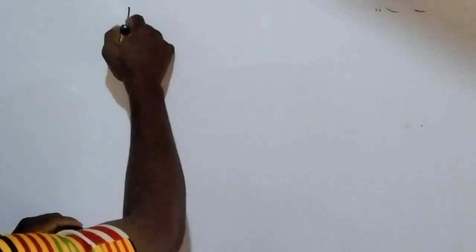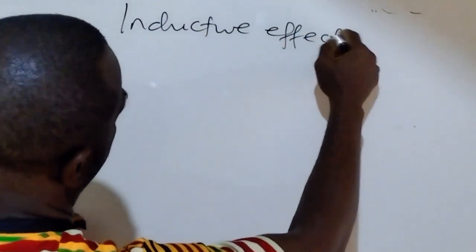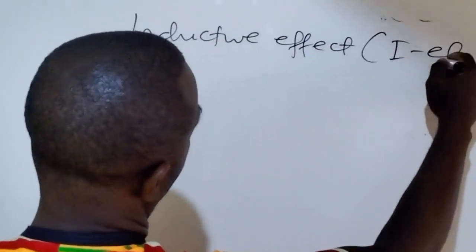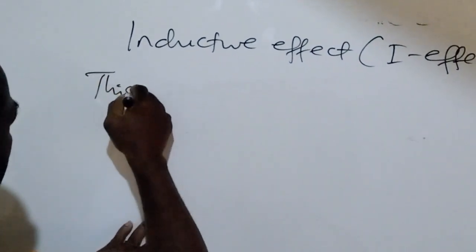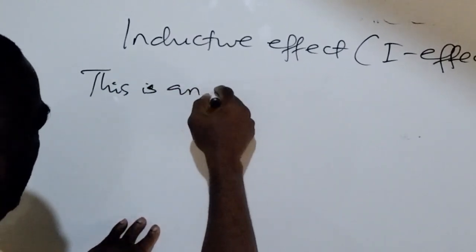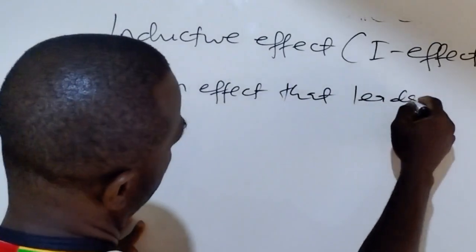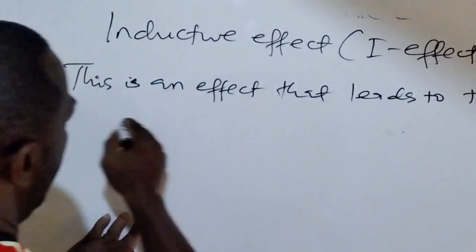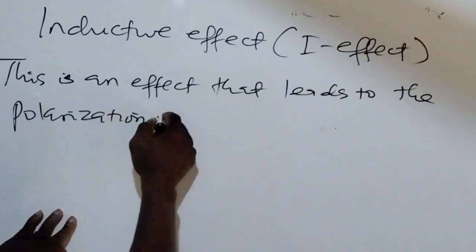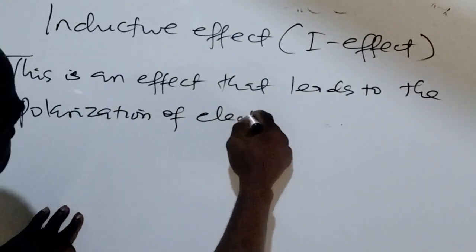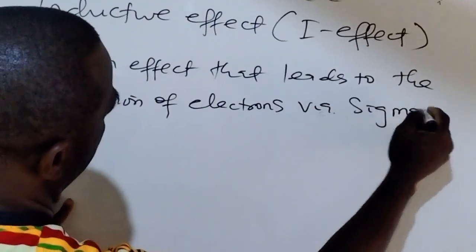So the inductive or I effect. We say that this is an effect that leads to the polarization of electrons via sigma bond.